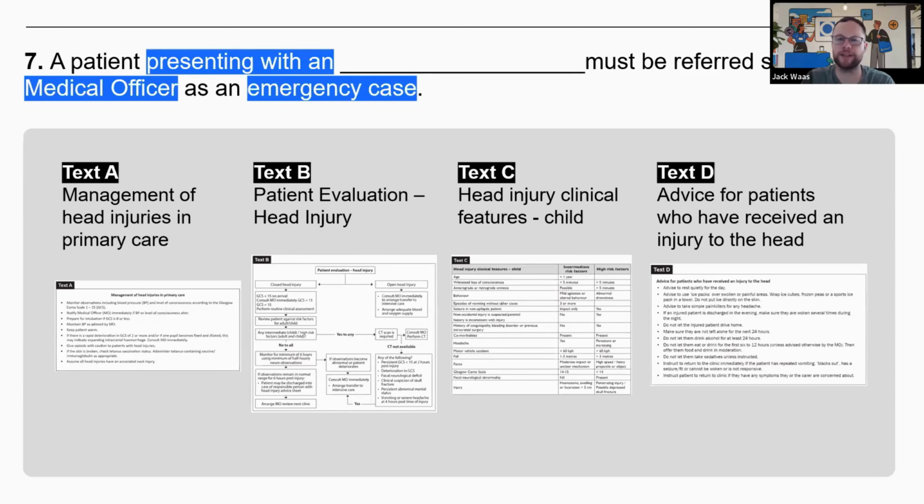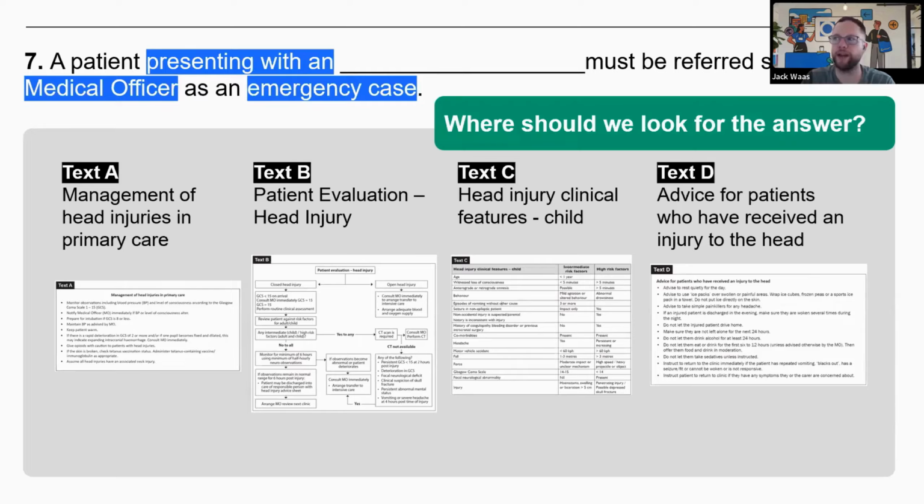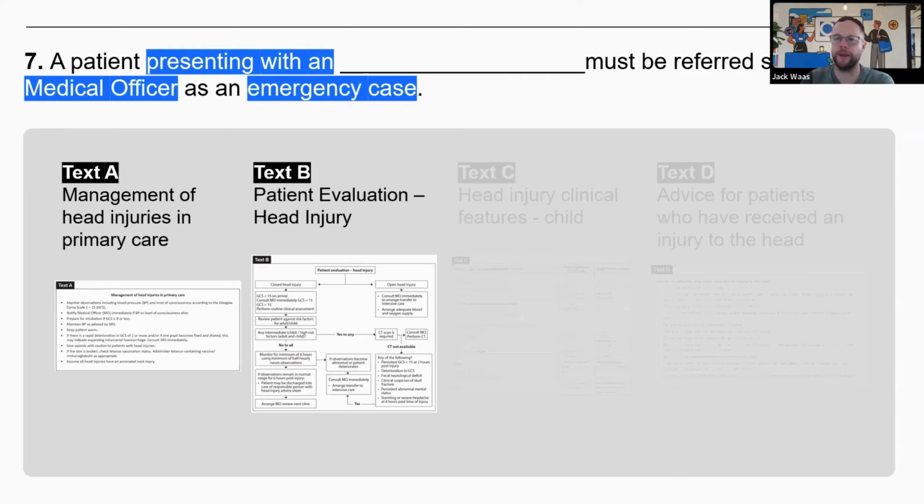So here are our 4 texts. Where should we look for the answer here? What letter do we think? A, B, C, or D? Okay, so these two deal with pain management in primary care and evaluation, so I'd expect the answer to be in one of these two.